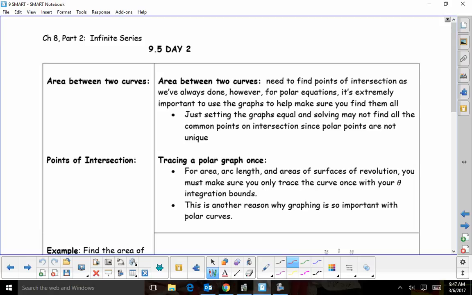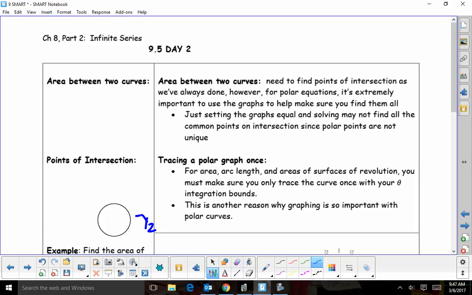Level 3, basically from 9.5, the whole graphing and finding those areas. And what is different about polar than rectangular? Like, let's say that I had two graphs in rectangular, a y1 and a y2, and I wanted to find where they meet. What do I do? Yeah, I set them equal to each other and solve, right? And so in rectangular, that's all we ever had to worry about.